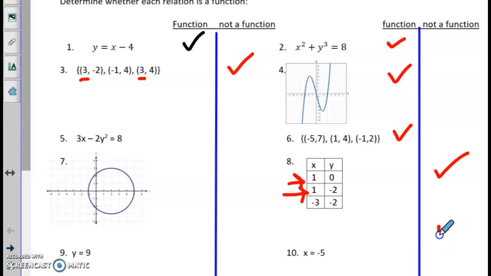Okay. Let's see, going back over here. Oh, I see my y squared here. 3x minus 2y squared equals 8. I might want to look at that. 3x minus 2y squared equals 8. Let's check that out on Desmos.